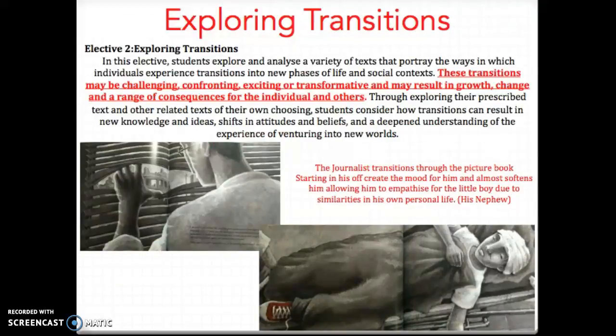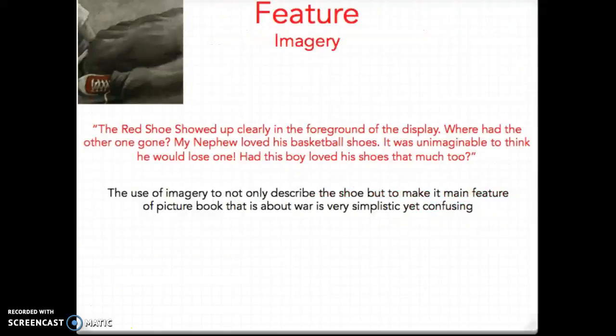Exploring transitions. According to the elective description, there are four types of transitional experiences: challenging, confronting, exciting, and transformational. In any given text, these can be found in different experiences or in a singular experience. The experiences and transitions by characters in One Red Shoe are found in the pictures and in the small amounts of text. The transformation of the protagonist in the picture book is through another person's suffering, and the protagonist showing empathy due to similarities to a relative. Imagery is a major factor in the picture book and provides for the transitions and opens up the plot.